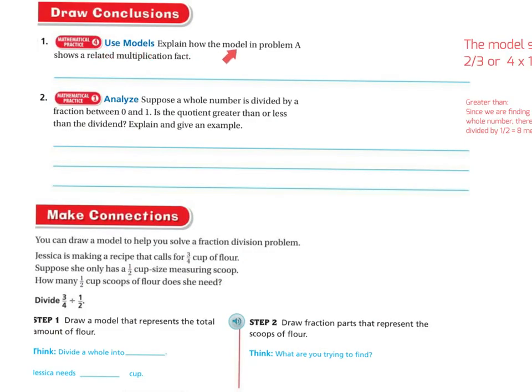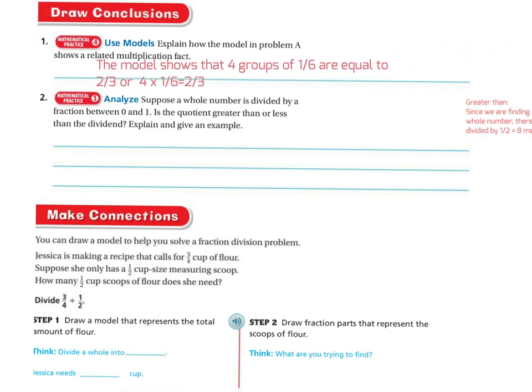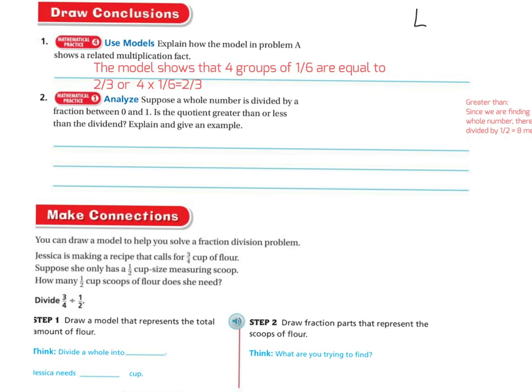Use models. Explain how the model in problem A shows a related multiplication fact. Well, the model shows that 4 groups of 1/6 are equal to 2/3, or 4 times 1/6 equals 2/3. So we did this in our last lesson yesterday. So if we had 4 times 1/6, remember I put my 1 under here, I can cross multiply easily. If I take that, 2 goes into 4 2 times, 2 goes into 6 3 times, and then I multiply straight across, and I get 2/3, okay? So that's my model that is going to show the related multiplication fact.